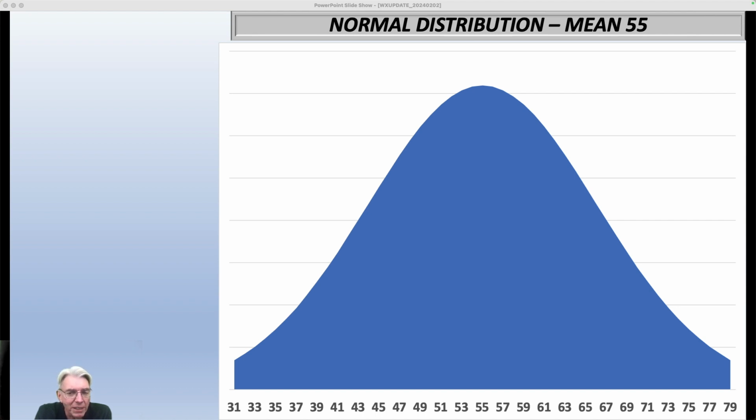And so basically the bell curve encompasses that range. And just because of a few statistical quirks, the bell curve actually extends out beyond that 31 and 79. That's why it sort of has that blocky look.